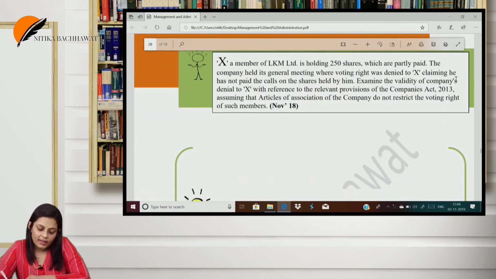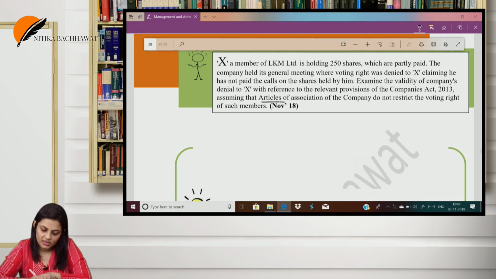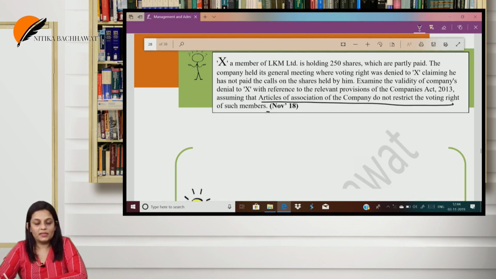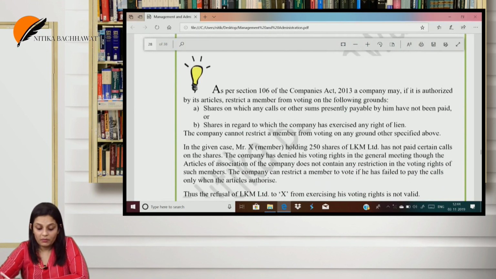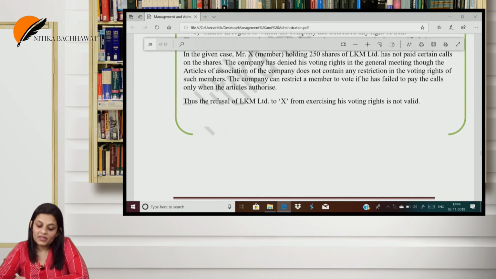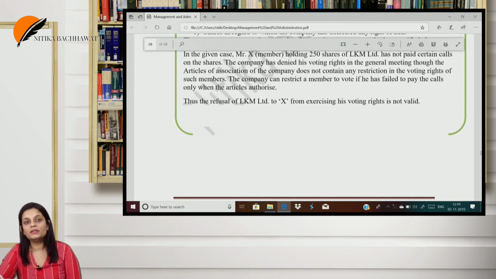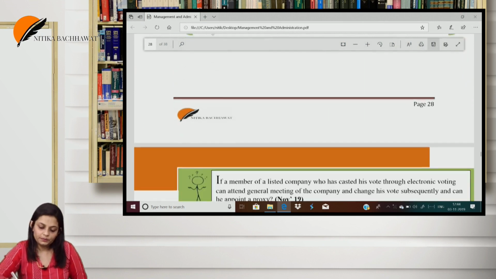X, a member of LKM Limited, is holding 250 shares which are partly paid. The company denied voting rights to X, claiming that he has not paid the calls on the shares held by him. Examine the validity of the company's denial to X with reference to the relevant provisions of the Companies Act, assuming that the articles of the company do not restrict the voting rights. I already told you the restriction can be only if the articles authorize, so the denial is not valid. Why? Because the articles have to specify.